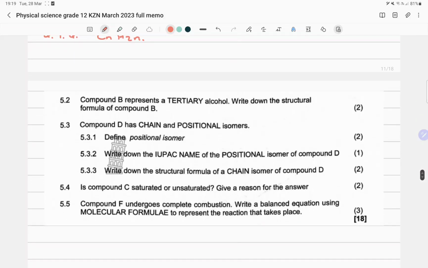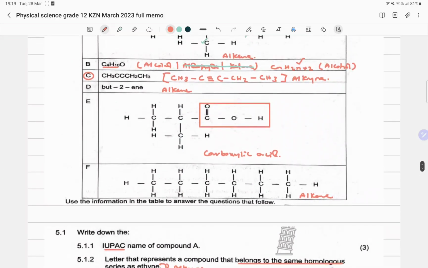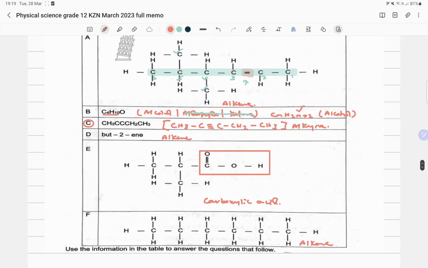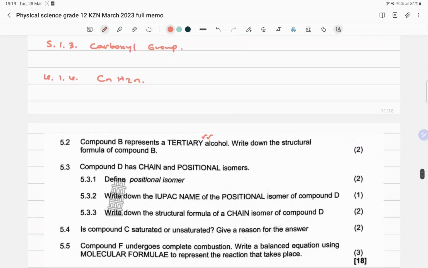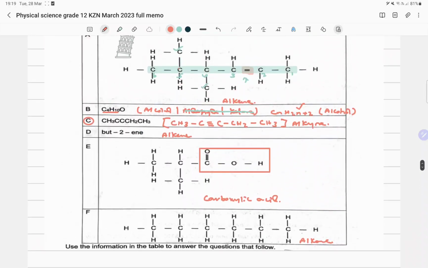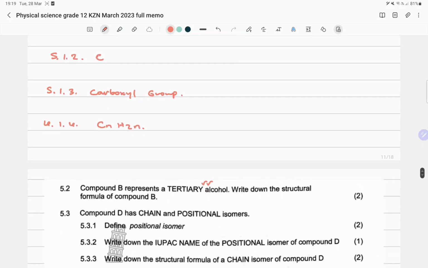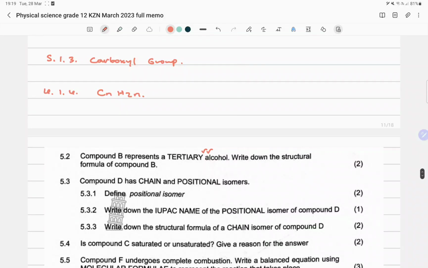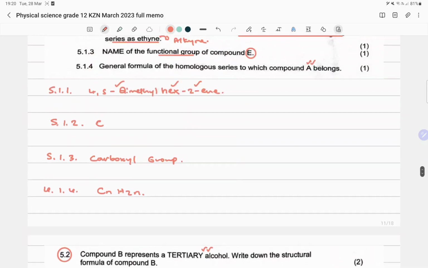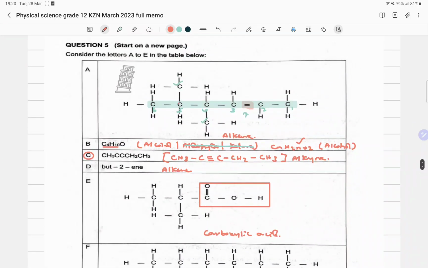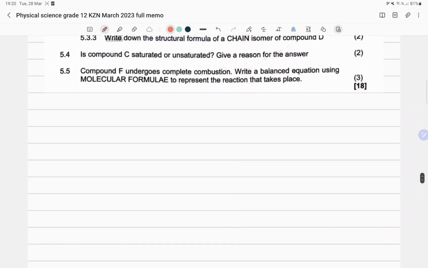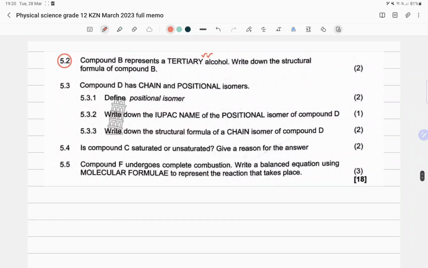Let's move on. Now 5.2 says compound B represents a tertiary alcohol. So this is now compound B. We saw that it is definitely an alcohol, but now we're being told it is a tertiary alcohol. Now write down the structural formula of B. So this is a very nice one. So how many carbons? There are 4 carbons. So let's start here.